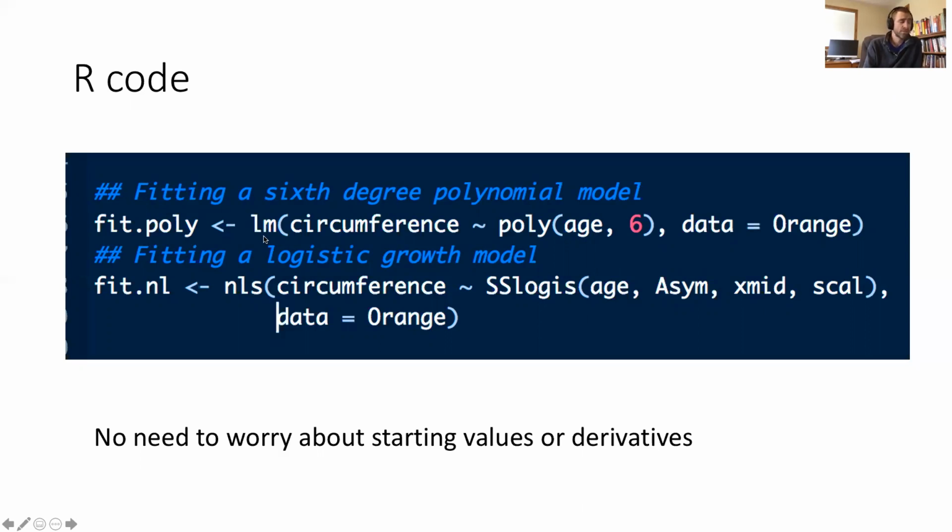The nice thing about these SS functions is that they make it almost as easy to fit a nonlinear model as it is to fit a linear model. Here we're using the nls function, which stands for nonlinear least squares. We just say circumference, the logistic, and we can place names here for our asymptote, inflection point, and scale. The nice thing about the SS function is that it supplies starting values automatically to the nls function, and it supplies derivatives. So that is very helpful in the fitting of the function.